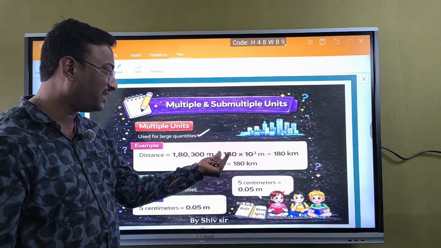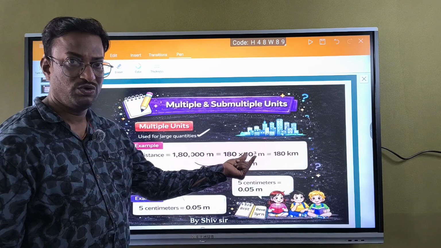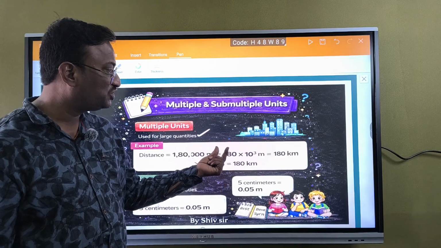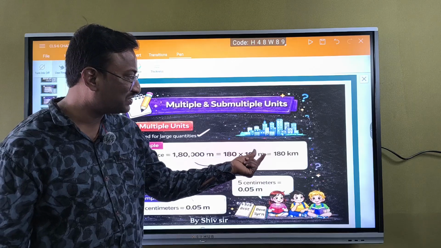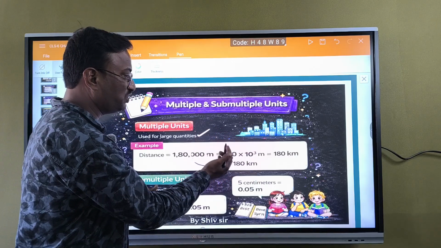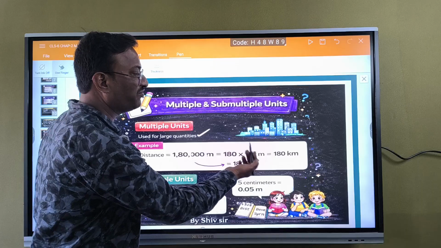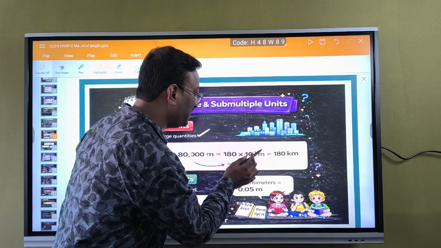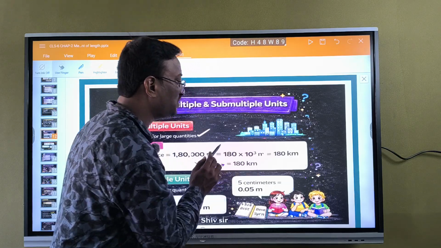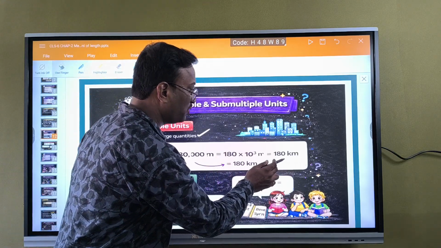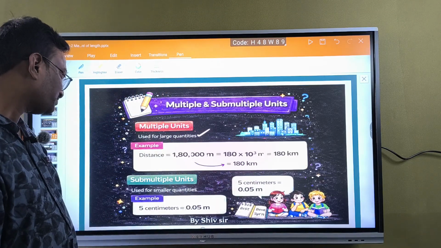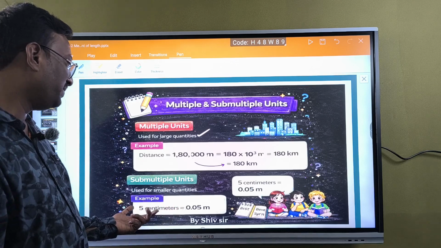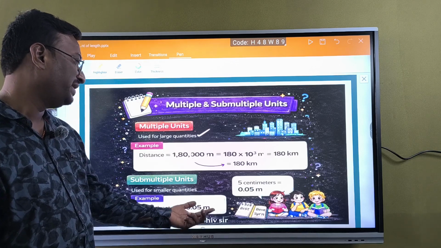If you write 18 here, then you can write 10 power 4. If you write 1.8, then you can write 10 power 5. If you write 0.18, then you can write 10 power 6, like that. If the decimal number is decreasing, then you write 1 power extra. Okay, so 10 power 3 meters in the sense what? 1000 meters. 1000 meters is equal to 1 kilometer. So instead of that, you can write that. Submultiples: 5 centimeters is equal to 0.05 meters.